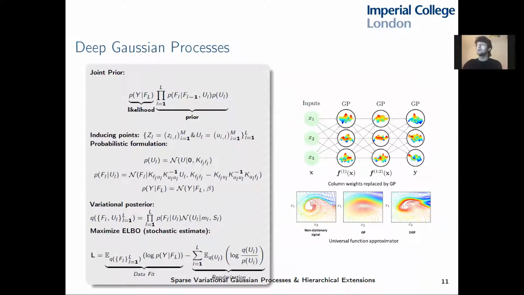So addressing the third problem in our series, with this under our belt, we can progress towards the next problem, namely how to create hierarchical architectures with sparse GPs. Deep GPs can be visualized on the right-hand side. You can just imagine the architecture of a neural net, and instead of having weight matrices, you can essentially replace the column weights of these matrices with sparse GPs. And the advantage of deep GPs, if you look at the lower row, is that they are more capable of modeling non-stationary signals as opposed to a GP.